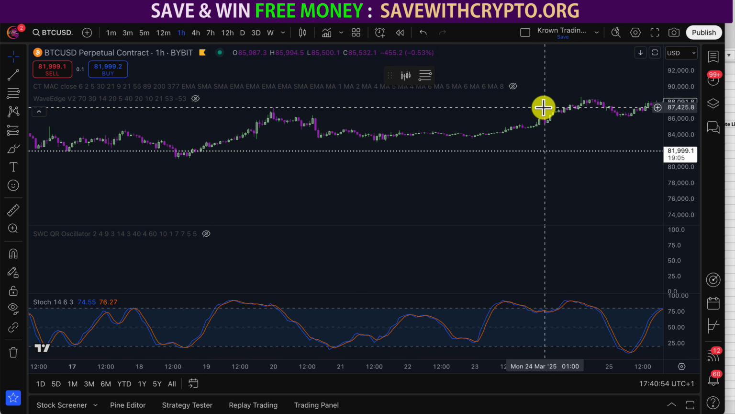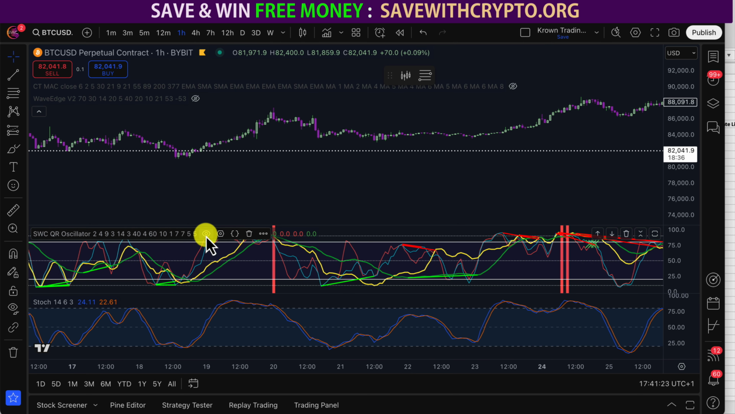Now, for anybody who's been following my adventures of trying to publish an indicator on TradingView over the past few weeks, you'll know that I've been trying to get this SWC QR oscillator published, but I keep running into problems. So what I'm doing now is I'm working with my developer friend Mr. S, and we are together going to rewrite what is essentially this indicator here.